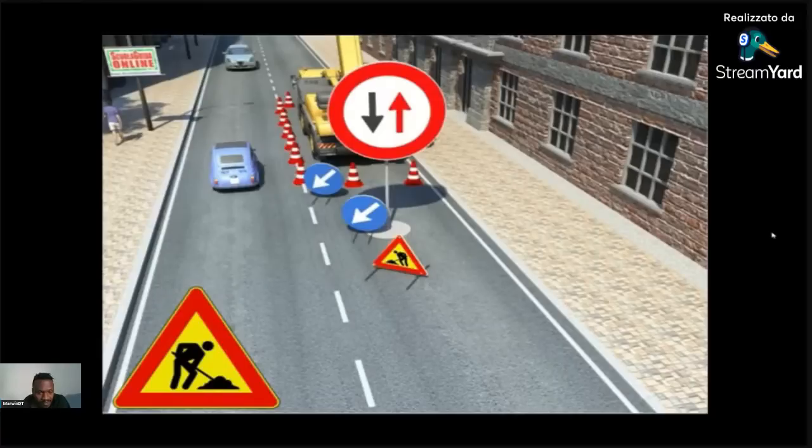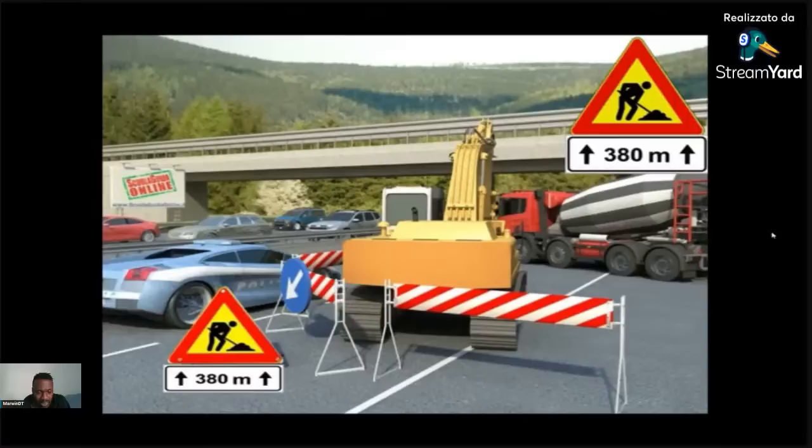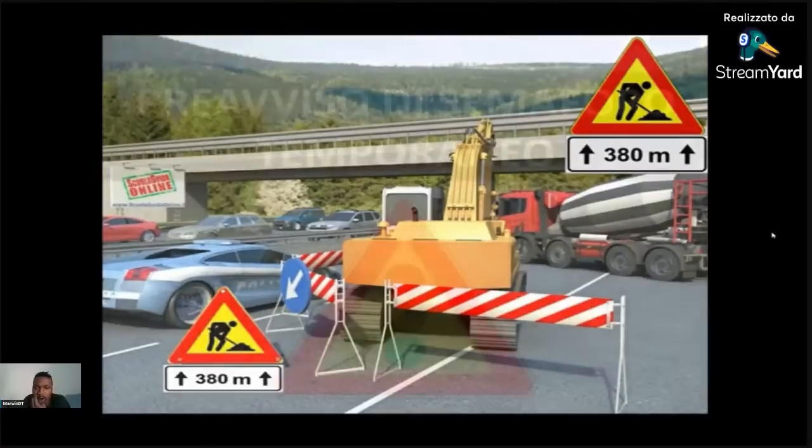Okay? Working on the road. They can also add the segnali pannello integrativo below it, letting us know that the two arrows and the figure 380 meters represent that the road where they are working is going to last for 380 meters long.